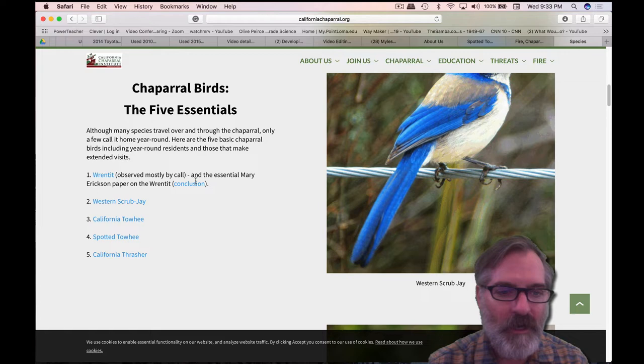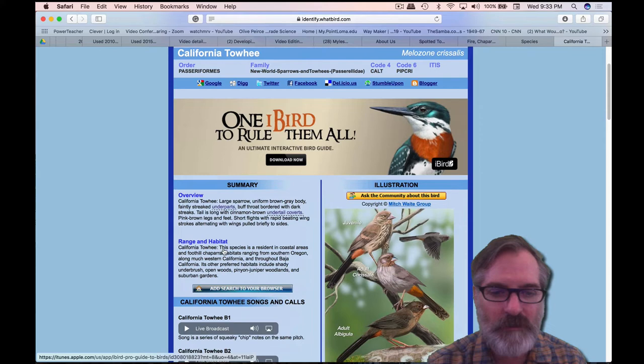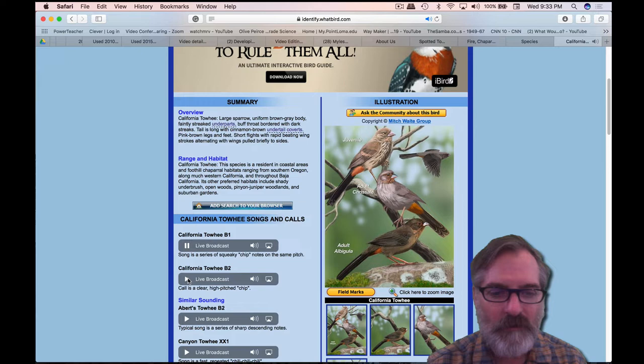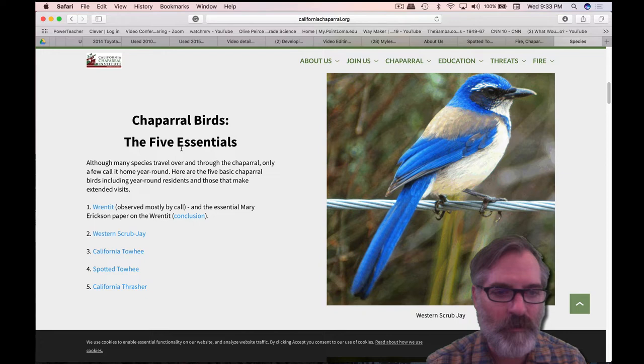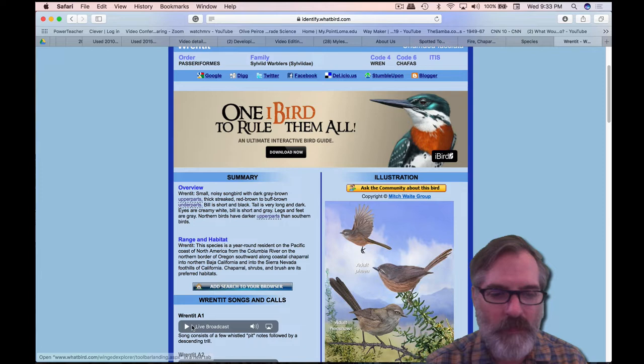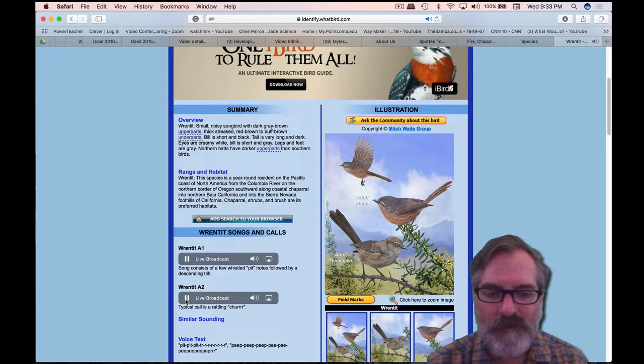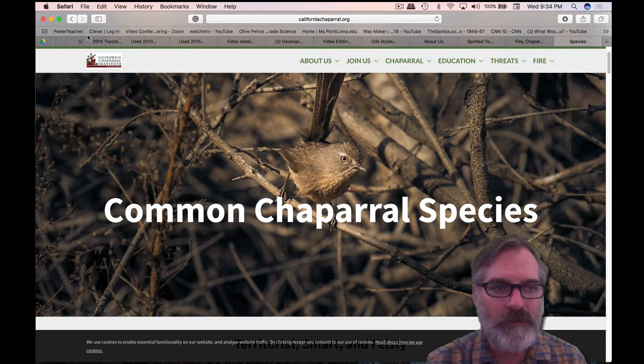Right. Let's go with the towhee right here. Let's see what the towhee sounds like. Yeah, I've definitely heard that. What about the wrentit? Let's take a look at, listen to its call. I definitely hear that sound a lot on my property, but also wherever I'm hiking. Iron Mountain, Mount Woodson. That's cool. So again, this is where you're going to go to get your information about your species.